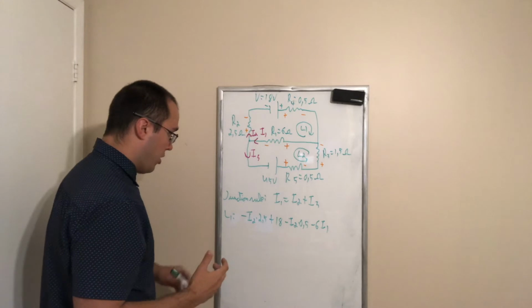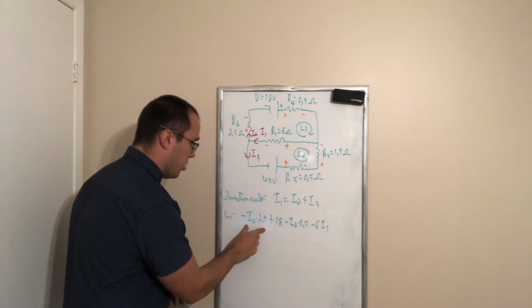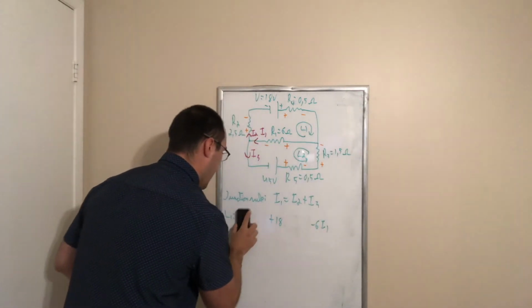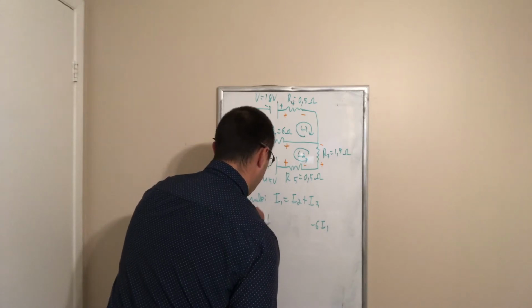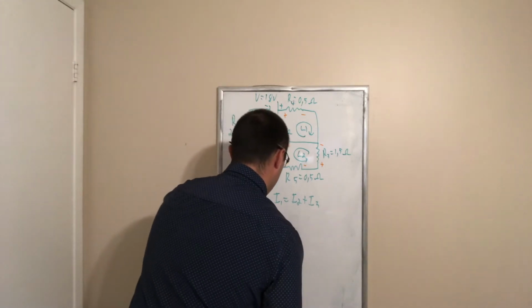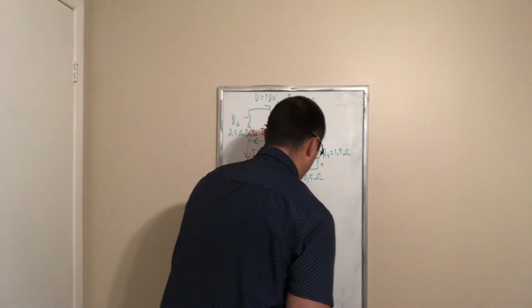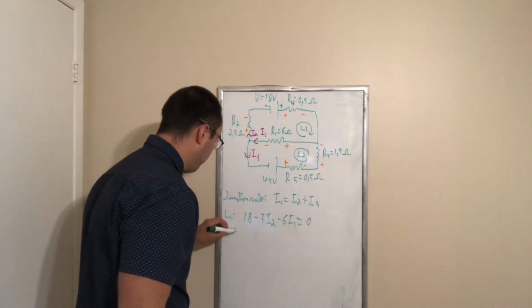Now note, just to simplify our calculation, this one is I2, this one is also I2. Let's replace these 2 terms. It will be easier to write that way. So 18 minus 3I2 minus 6I1. All right, and it's a loop, so it has to equal 0. All right. Let's do the second loop now.